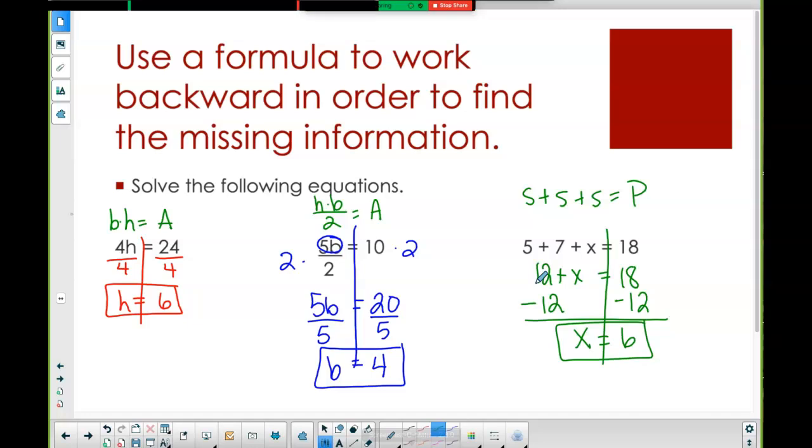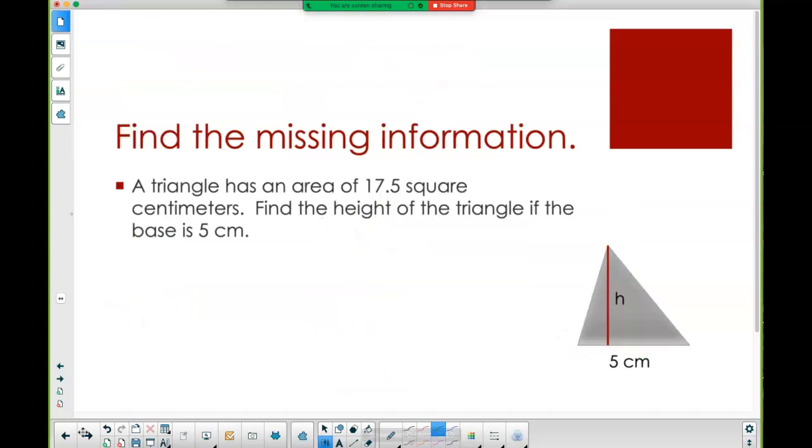So look at the next slide, which says a triangle has an area of 17.5 square centimeters. Find the height of the triangle if the base is 5 centimeters. Okay, this is going to be the hardest part for you guys, because you guys don't like to write things down. Like, in fear of your hand falling off, or I don't know. It won't happen, I promise. I've been doing this for 16 years. No child's hand has ever fallen off from showing their work or writing things down.